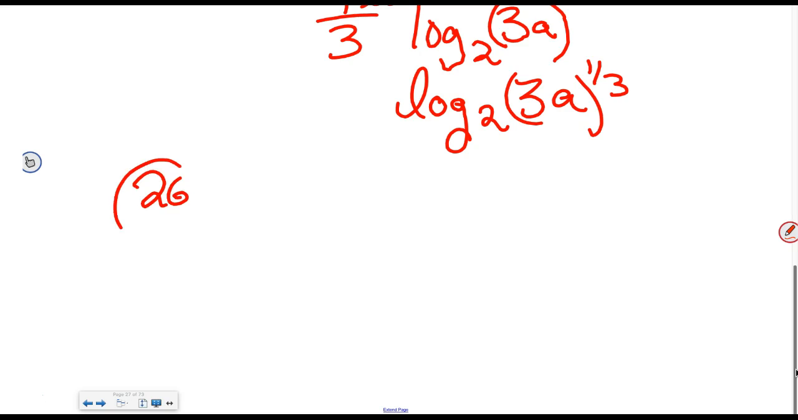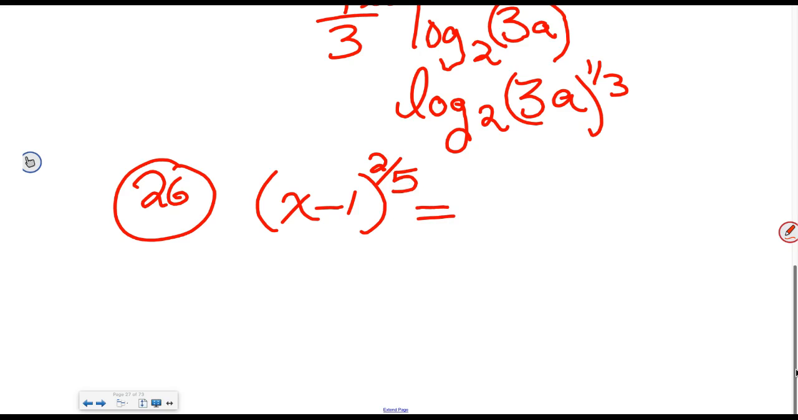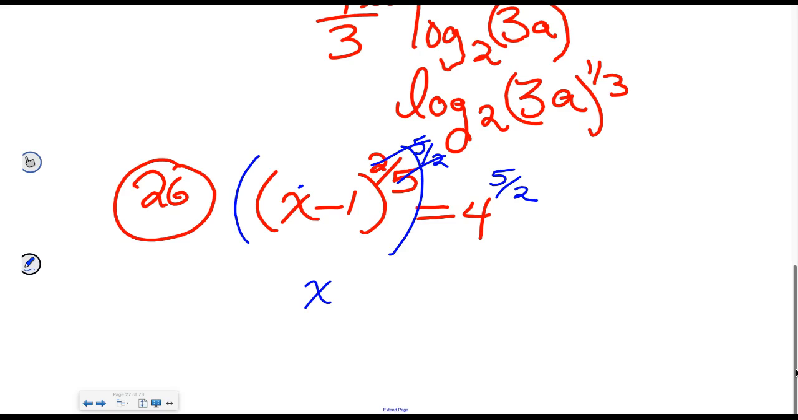Last one, number 26. This is a review from 6.5 where you're solving radical expressions. And remember, we said that first thing we need to do to attack this x is get that power out of the way. You guys were good at this. You all would tell me raise it to the reciprocal power. So I'll do that on the right-hand side and on the left-hand side. What that does is give you 10 over 10, and it wipes out that power. And I get x minus 1 equals 4 to the 5/2.